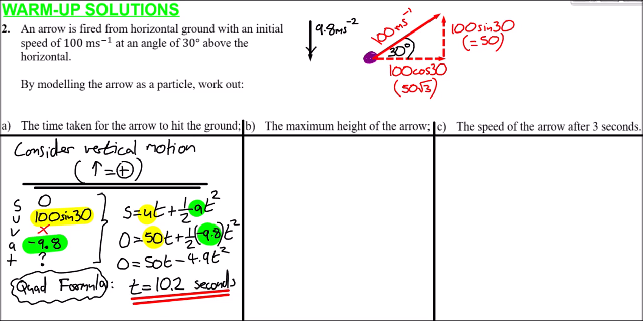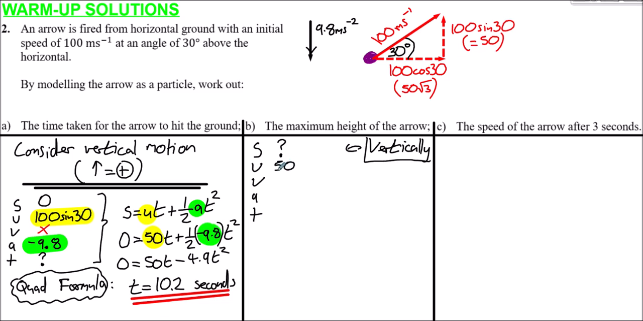Another way we could do it is again to just use SUVAT. So again, vertical motion only. I'll just make a note to say this is all vertical. The maximum height of the arrow is what I want to find. I want to find its maximum vertical displacement, so I'm going to put a question mark there. The initial upward speed, of course, is 50.